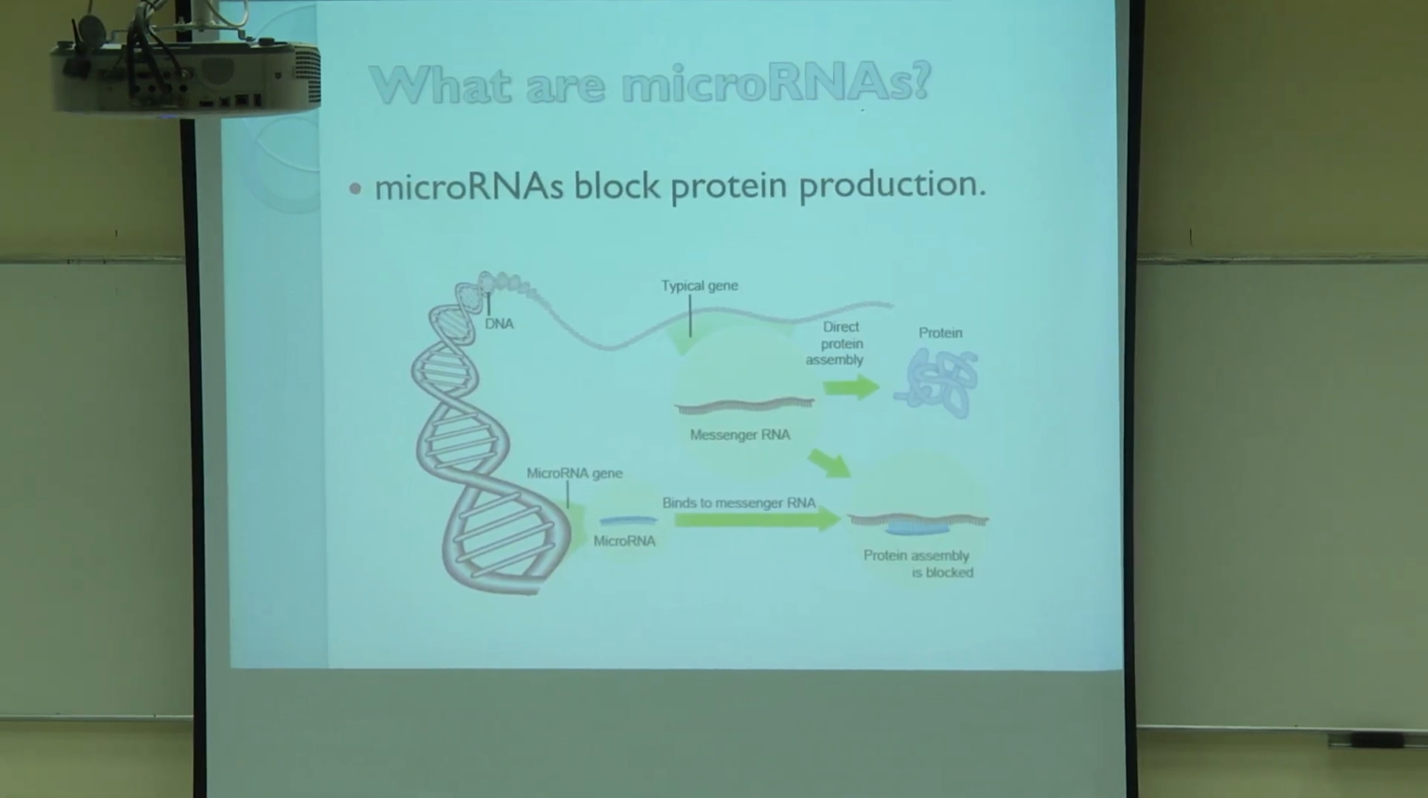OK. So about microRNAs, you heard a little bit about them, but just to freshen up your memory, these are DNA genes. And we have a typical gene. A typical gene forms a messenger RNA, mRNA, which then is translated to form a protein. OK? So far, you're following, right? But in some cases, we have RNAs, these are microRNAs, that bind to the messenger RNA to prevent formation of a protein.